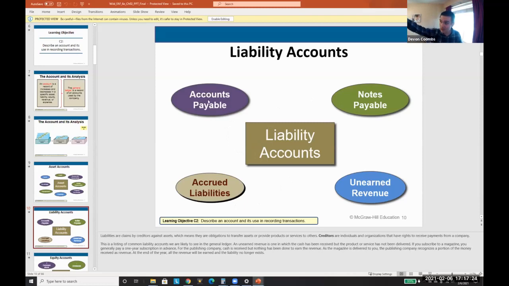Accounts payable, that's something we owe in the short term to people for our businesses, generally for short-term supplies. We might have salaries payable for our employees, notes payable long-term for the bank, accrued liabilities, and unearned revenue or deferred revenue. That's revenue that we've received cash for but haven't earned.